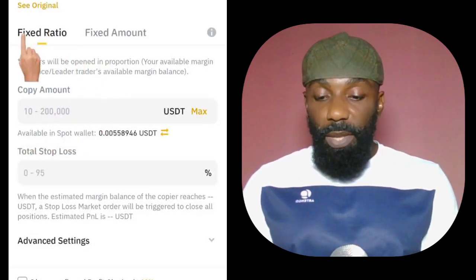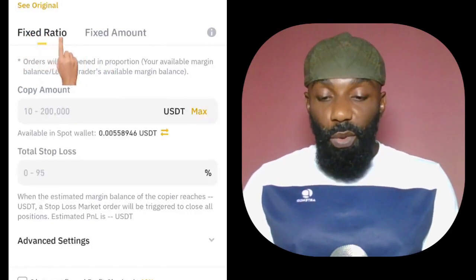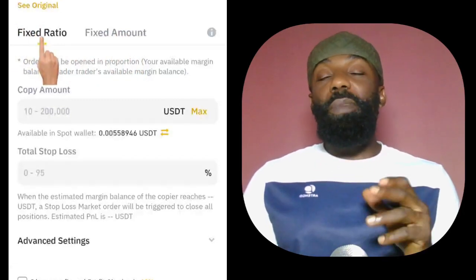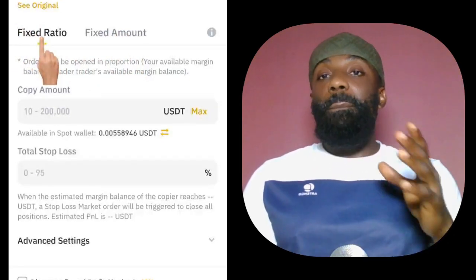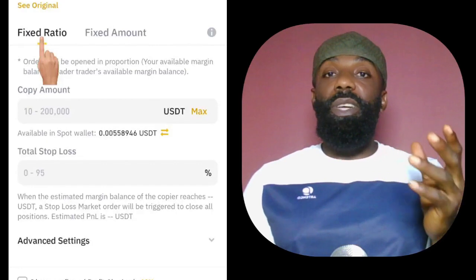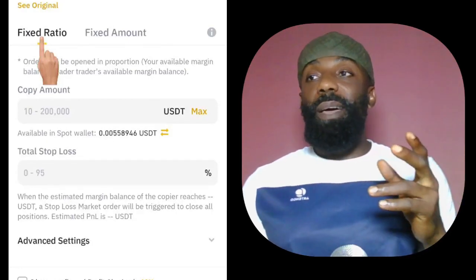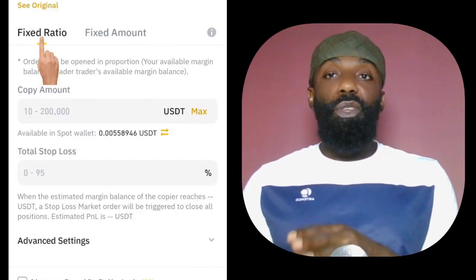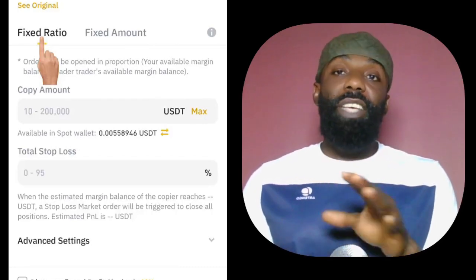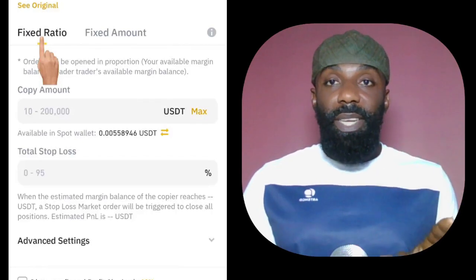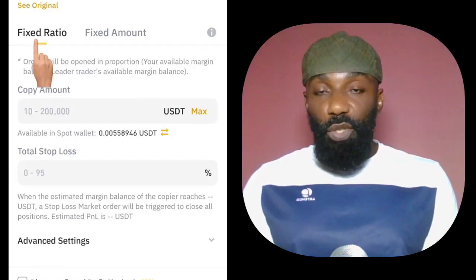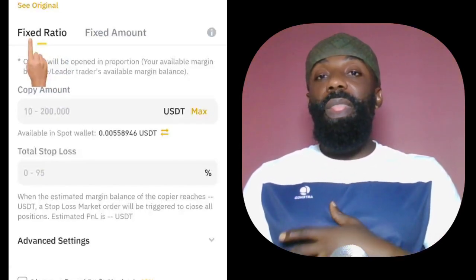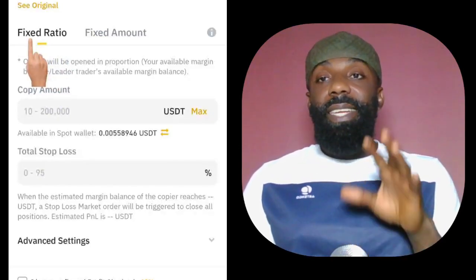explain something to you. You can see they have fixed ratio up here, and they also have a fixed amount. Now, this fixed ratio means that you're going to be copying the trader based on his risk management. So we're going to be talking about his margin and every other risk management. If he's using perpetual, then you're going to be using perpetual margin. If he's using isolated margin, you're going to be using isolated margin. That is the reason for this fixed ratio. Just make sure that if you are choosing fixed ratio, you've agreed to copy exactly every risk parameter that the trader is taking.